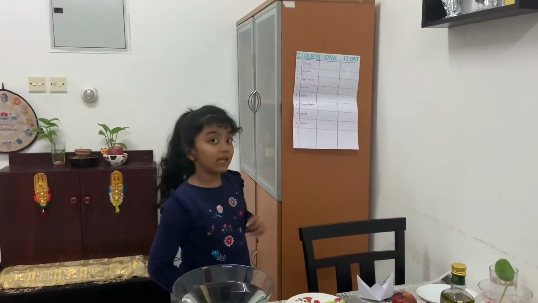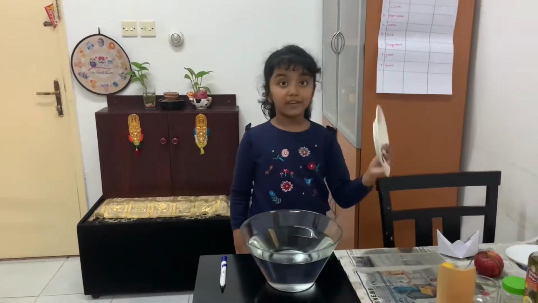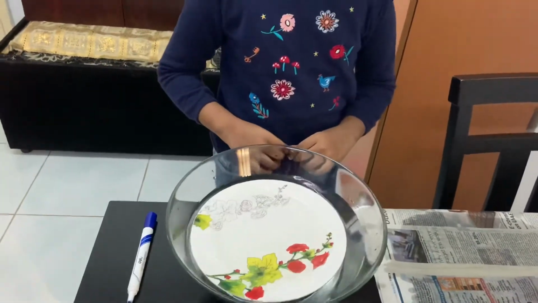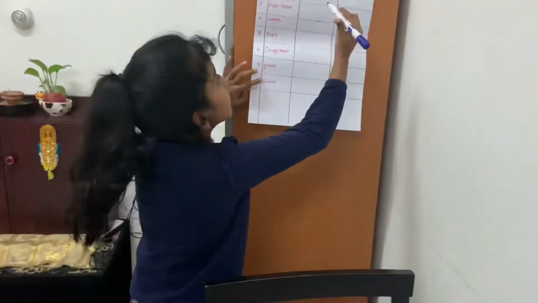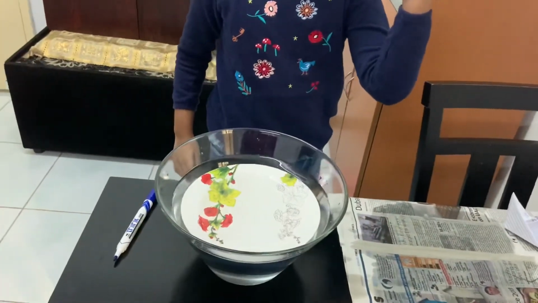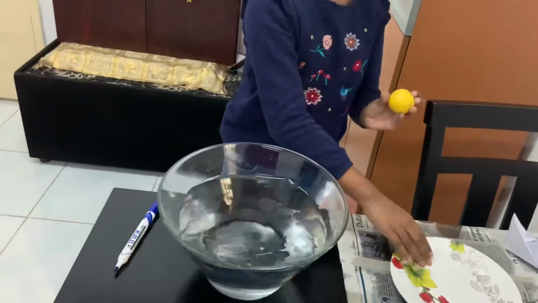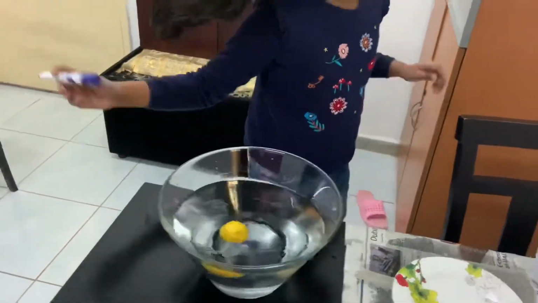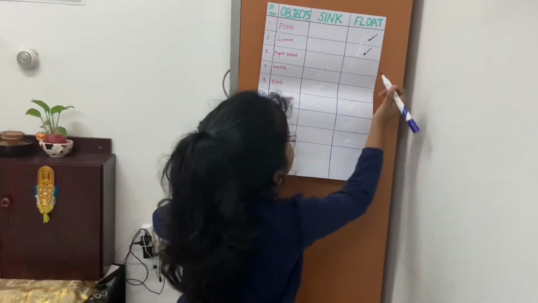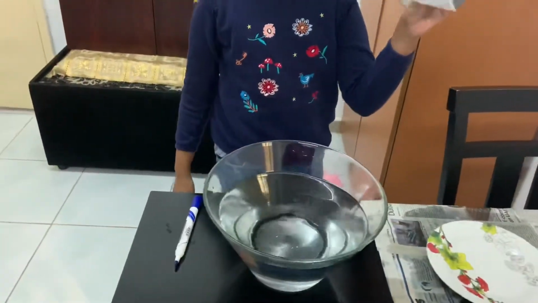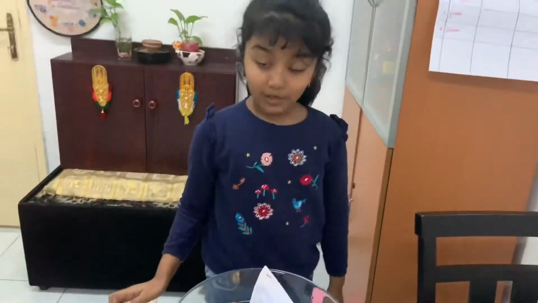Here I have a chart with me. I can show you whether things will sink or float. The first thing is a plate. Here I have a plastic plate with me. And it floats. The second material is a lemon. And it floats. And the next is a paper boat. It floats.